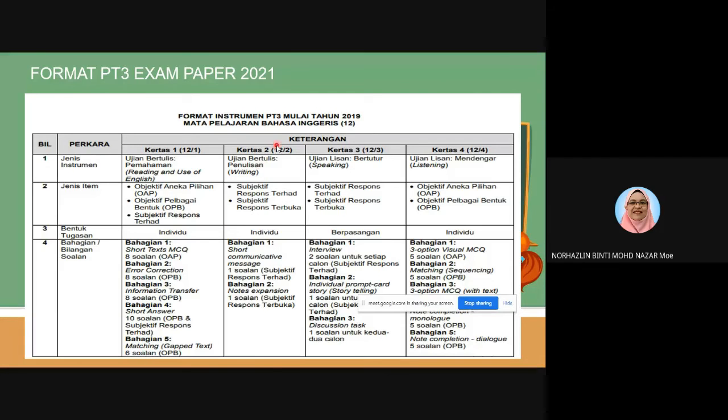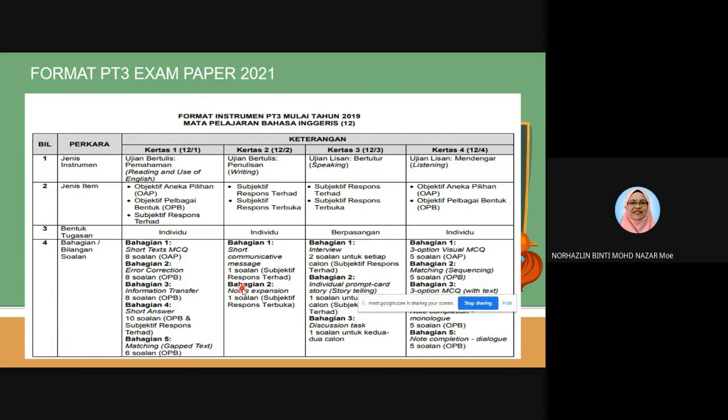For paper 2, your code is 12/2. Is your penulisan, writing. Okay. Subjective response terhad and also subjective response terbuka. Apa benda tu cikgu? Subjective response terhad ni bahagian 1. Okay. Remember, it's either email, postcard, message, notes, or apa satu lagi? Review. Okay. So that is subjective response terhad.